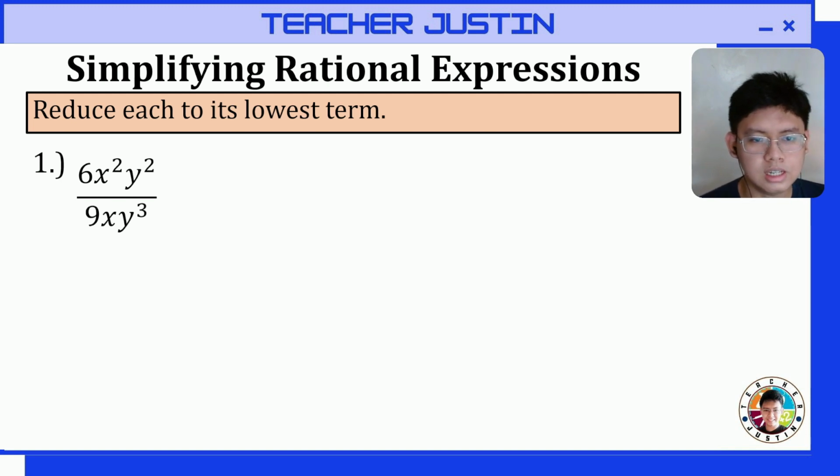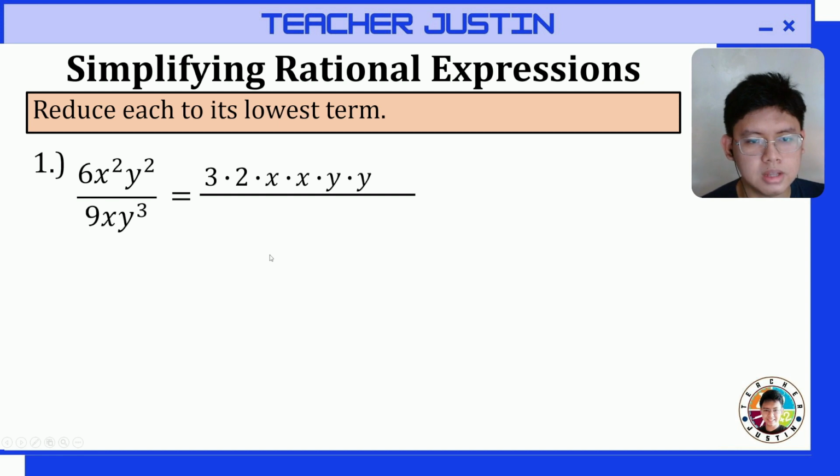So we have here 6x squared y squared all over 9xy raised to 3. So, ang first step natin is to factor our numerator and denominator. So, since monomial yung ating numerator and denominator, ang factoring techniques natin will be factoring monomials. So, we will factor 6x squared y squared. So, that will give us factors ni 6, which is 3 times 2. Tapos, si x squared, ang factors niya ay x times x. And si y squared naman is y times y. Ayan. So, na-factor na natin si numerator.